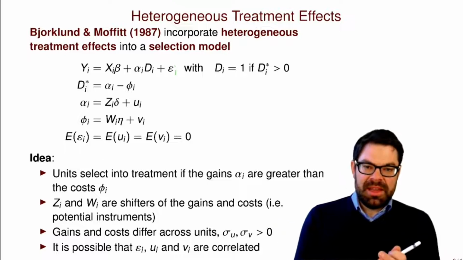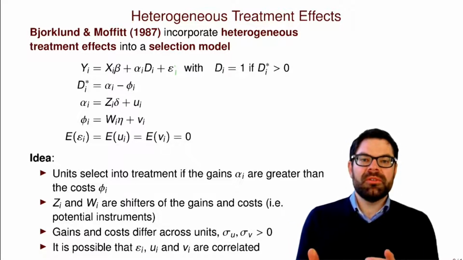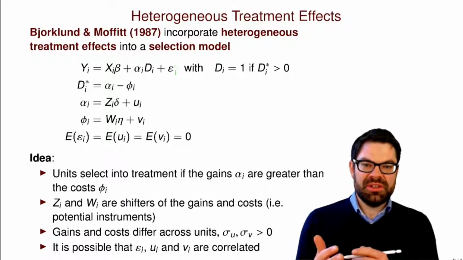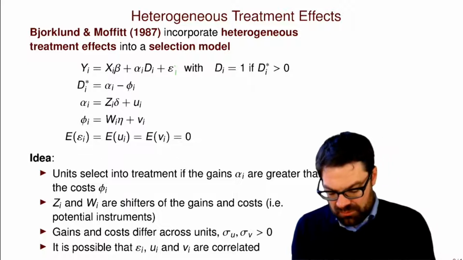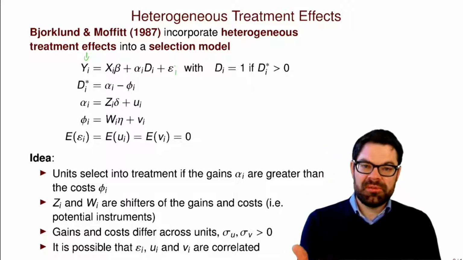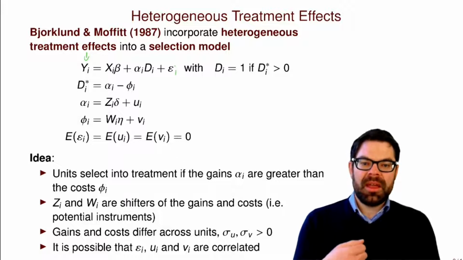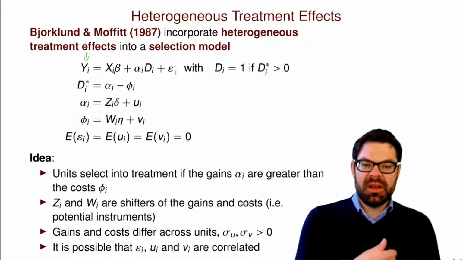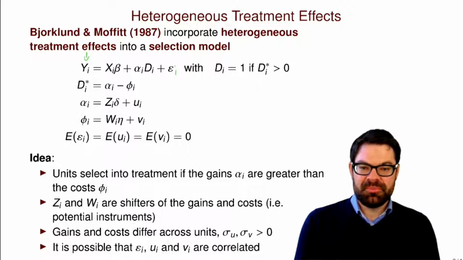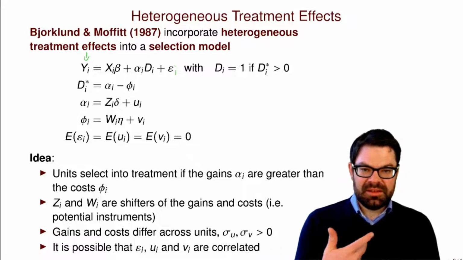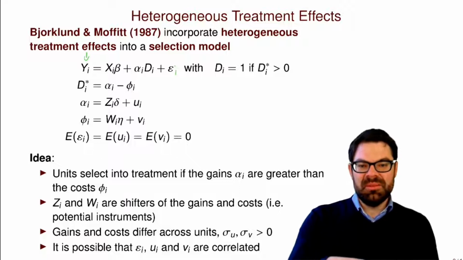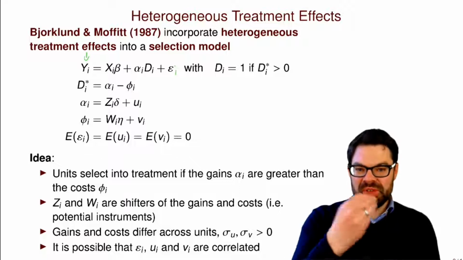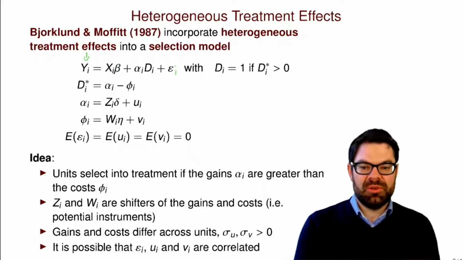So what does the model look like? It's similar to what you've seen before. You have the main equation that determines the outcome. So we have the outcome y, which is a function of some observable characteristics, as well as the treatment, as well as the unobservable characteristics. And we can again assume that there is a correlation between the treatment and the error term, which means that certain people with certain unobservable characteristics are more likely to take the treatment or not.